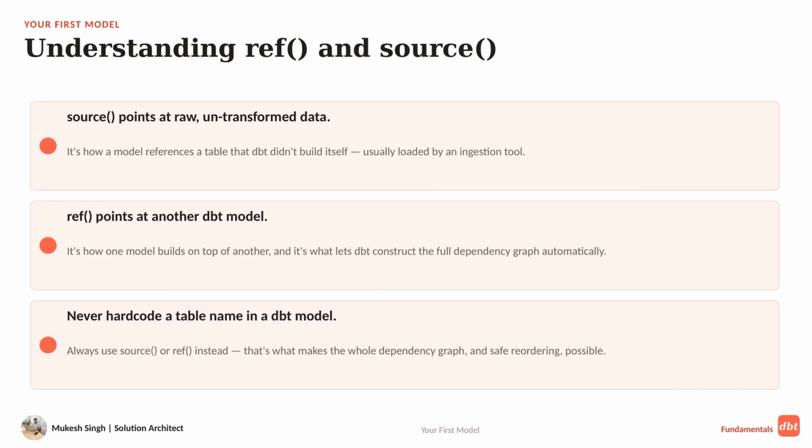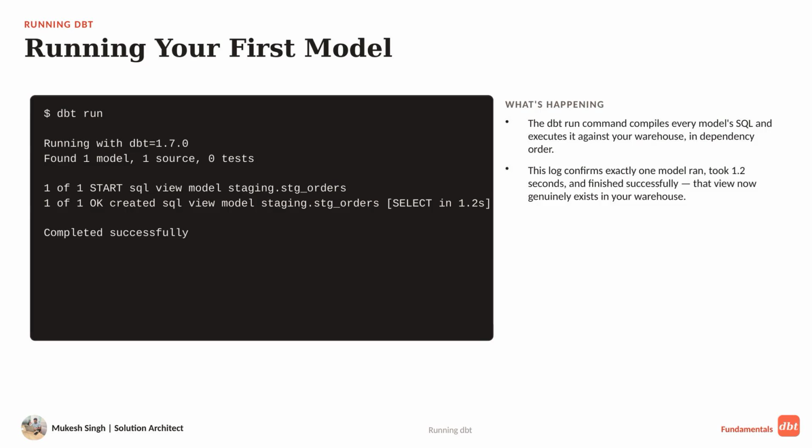That single habit is what lets dbt automatically construct the full dependency graph, and safely figure out the correct order to run everything in. With the model written, running it is one command: dbt run. dbt compiles the SQL behind the scenes, replacing that source call with the real table name, and executes it against your warehouse in the correct dependency order.